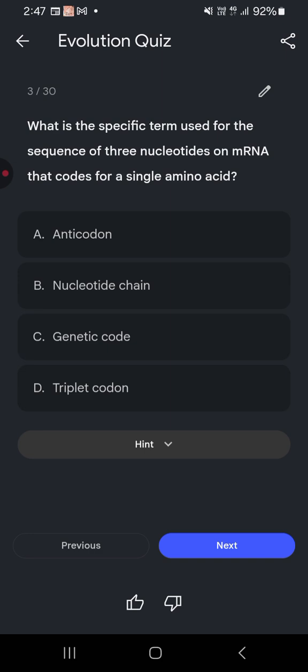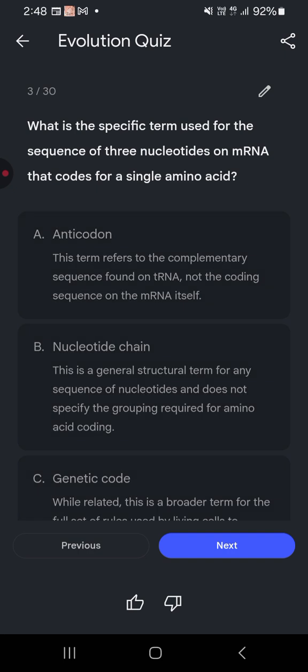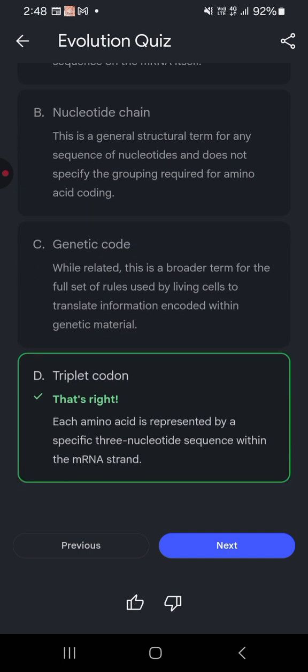Next question. What is the specific term used for the sequence of three nucleotides on mRNA that codes for a single amino acid? Sequence of three nucleotides. The correct answer is triplet codon. Each amino acid is represented by a specific three nucleotide sequence within the mRNA strand.